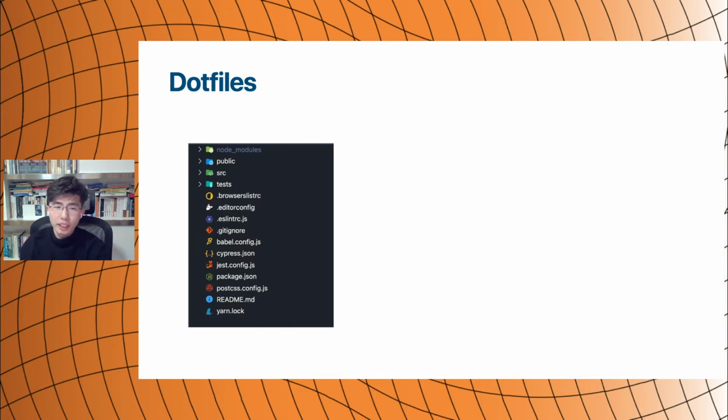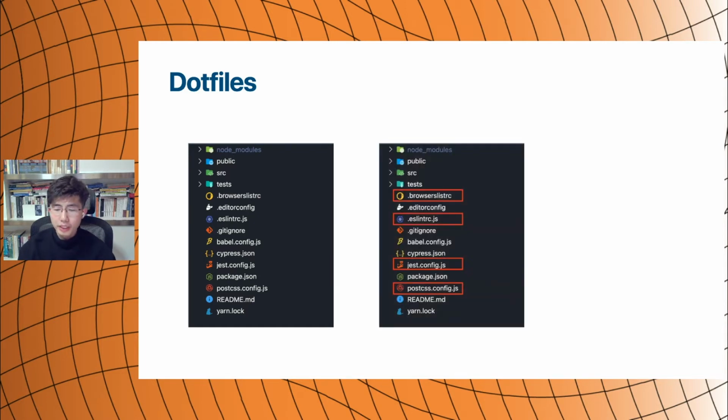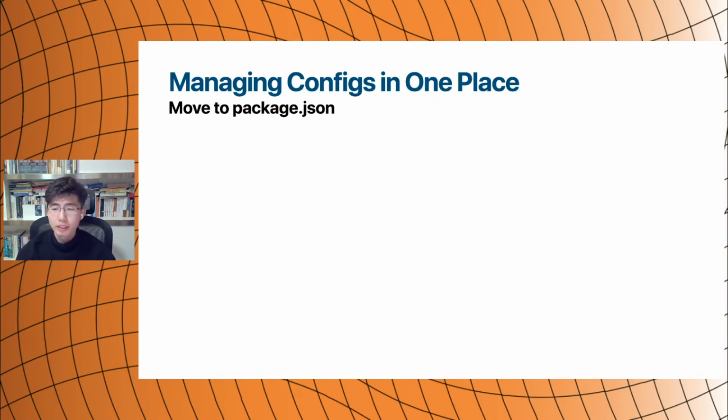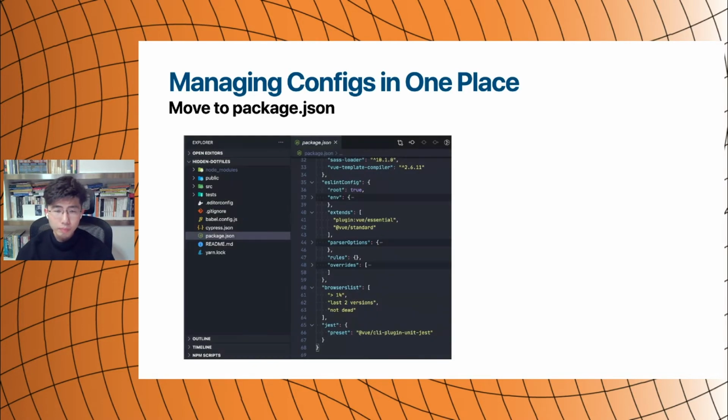This could totally be avoided. So luckily, many of the config files are not mandatory to be standalone files, like those in the red squares. So we started by trying to move those files into package.json. And now we have reduced the config files in the root directory to a few.